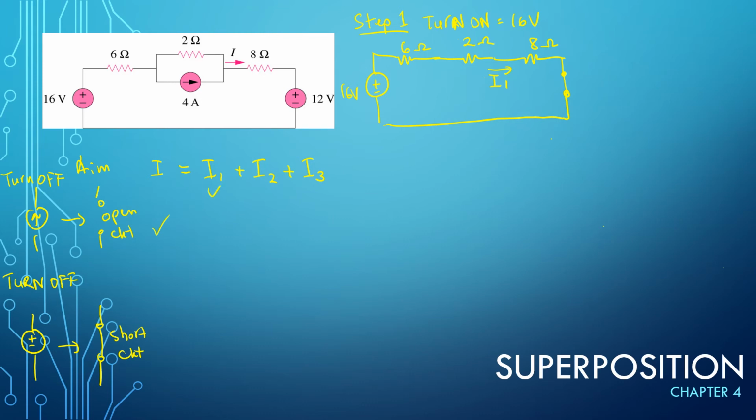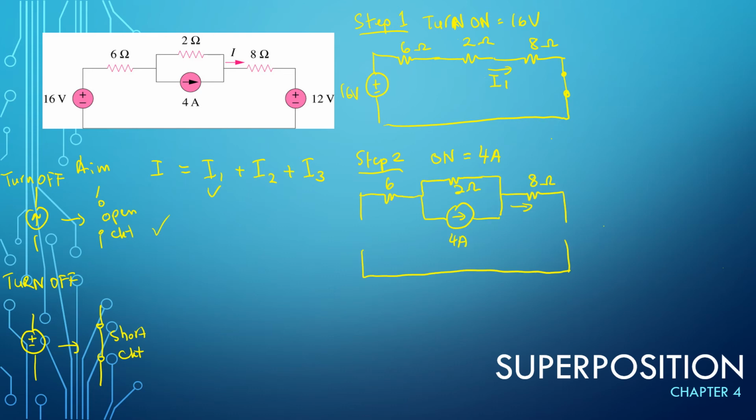Okay, second, you have step number 2, which is to turn on the 4 amps. So to turn off this voltage source, you replace it with a short circuit here, and a short circuit for the other one, 12 volt. And what is this I2? Because this is step number 2, you can write this down as I2. This is very important so that you do not calculate a wrong value.